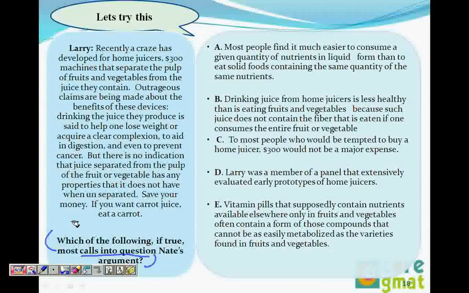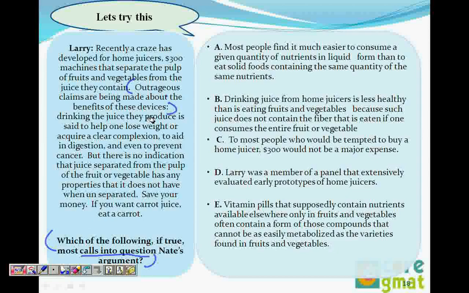Right. So what's the conclusion here? It says there is no indication of any difference whether it's taken in juice format or as a fruit or vegetable. Let me add something here. Save your money is what they're trying to explain. The conclusion has to have support from the premises. So if I say save your money is my conclusion, what's the support that you have for it? Nothing. So that means this is not my conclusion. So what's your conclusion then? Outrageous claims are being made. Any fact that is given is a premise. So this becomes a premise.